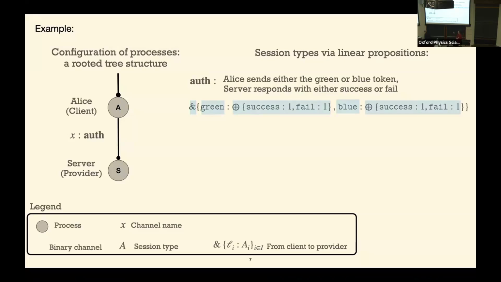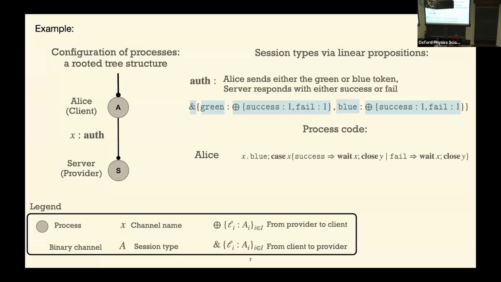In this case, we start with an additive disjunction, which means that this time it's the other way around. The provider has to send a message to the client. You can see that again we have two labels, success and fail, which means that the provider can choose between success and fail.